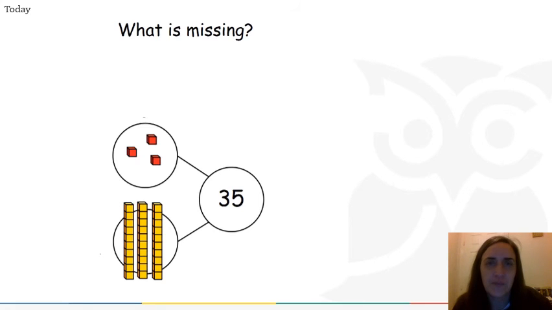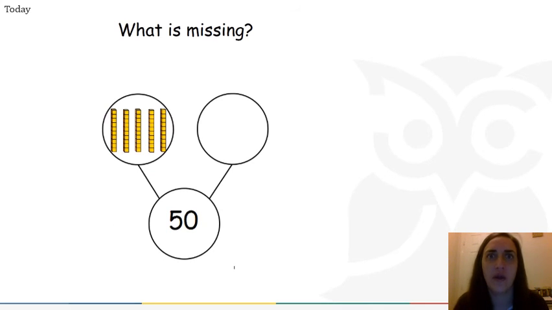How many 1s do we have? 3 1s. So already we've got 30 and 3 more. 31, 32, 33. We've only got 33, but the whole is 35. What's missing? We need to add 2 more 1s. That would be 34. And another one would be 35. Wow, you are just amazing. Well done.